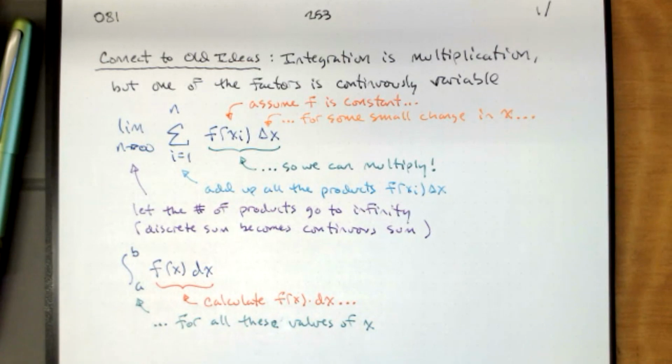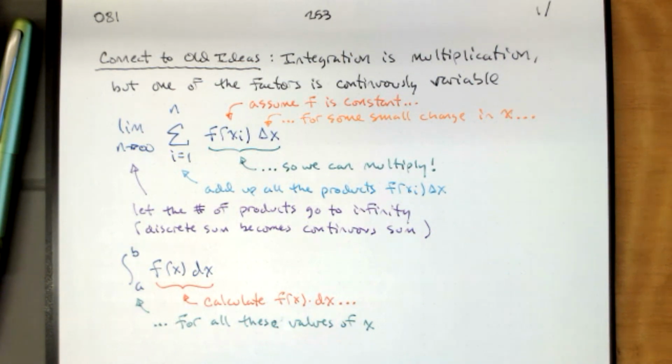Once we can multiply, we multiply and then add up all of the products over all of the subdivisions. Then we let the number of products go to infinity. This is where our discrete sum becomes a continuous sum in the definite integral. So here's the Riemann sum and the thinking behind it. And then we get the integral.